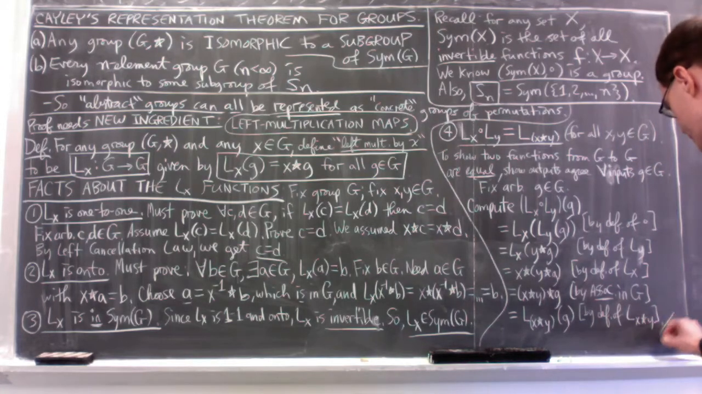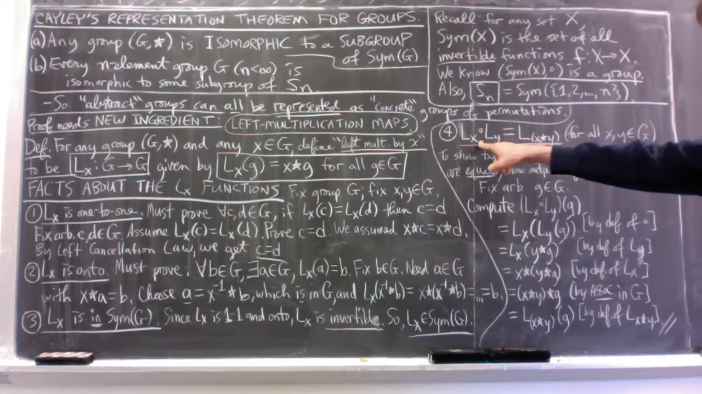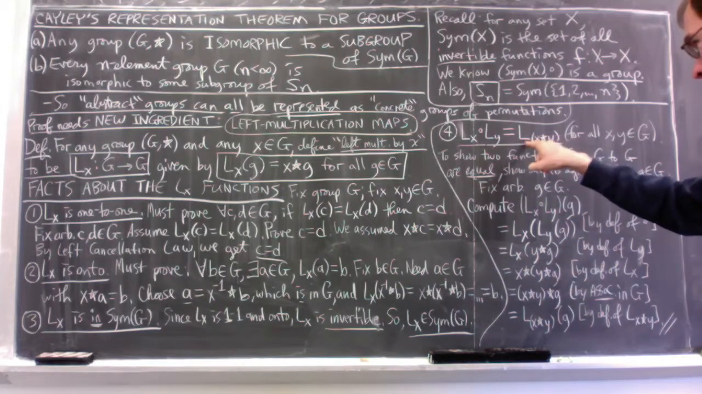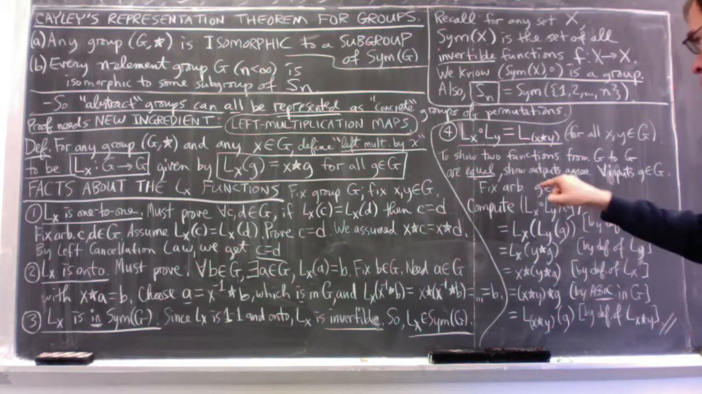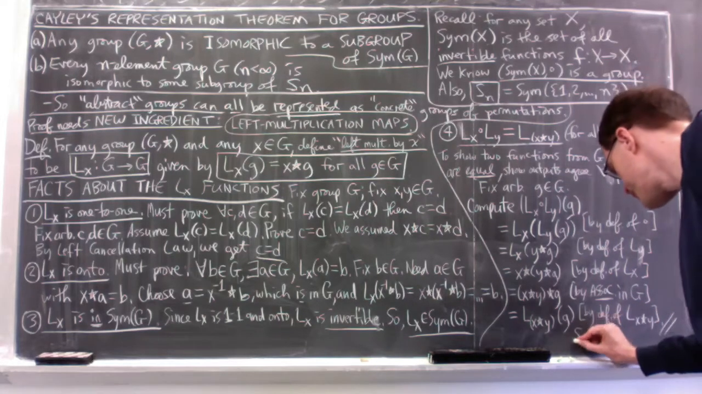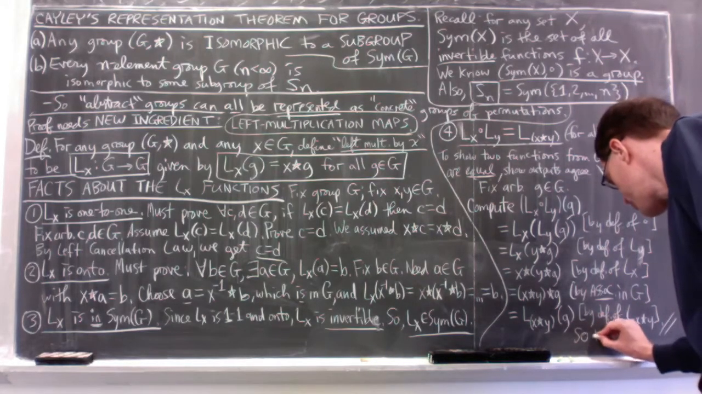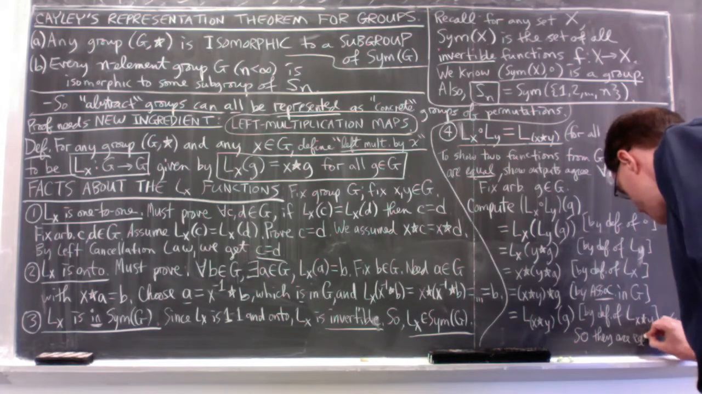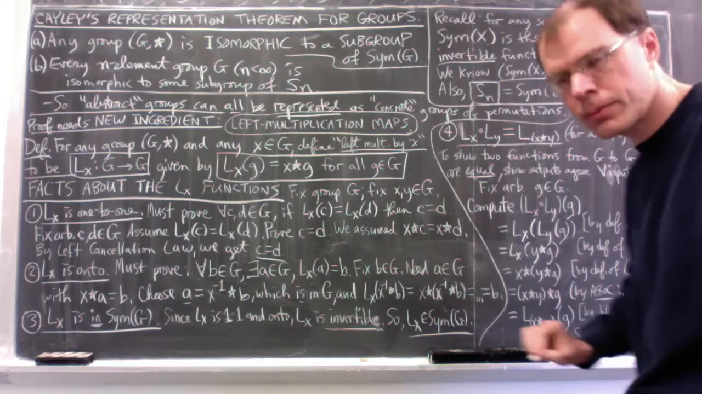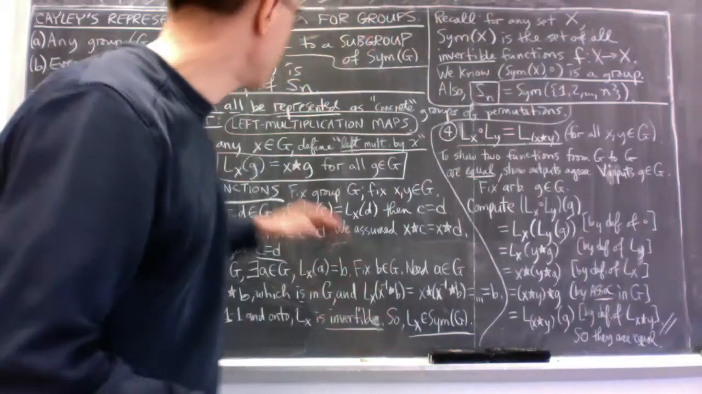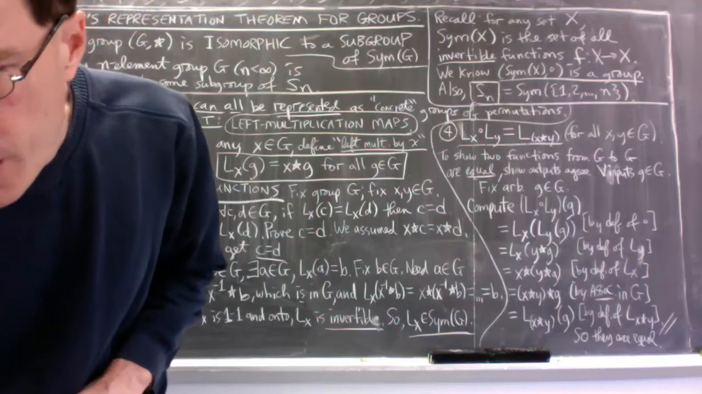And that's it. The function here applied to g was equal to a bunch of stuff, which is ultimately equal to this other function here applied to g for any arbitrary g in the domain. So they're equal. All right. Let's pause and erase stuff, and then we'll move into the proof of Cayley's theorem.